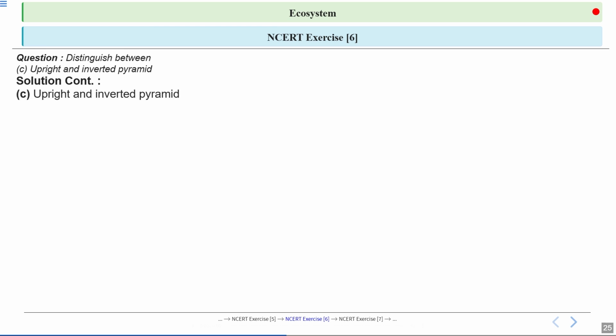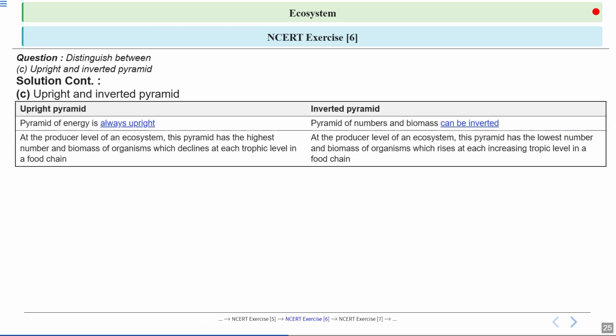Now let's talk about the difference between upright and inverted pyramids. So the upright pyramid, like the pyramid of energy, is always upright because energy is lost at each step and only 10% of the energy is transferred to the next trophic level. Inverted pyramid, okay, so they are the opposite of the upright pyramid. In an upright pyramid, the base is broad. In an inverted pyramid, the apex is broad.